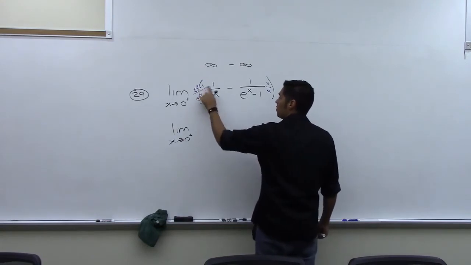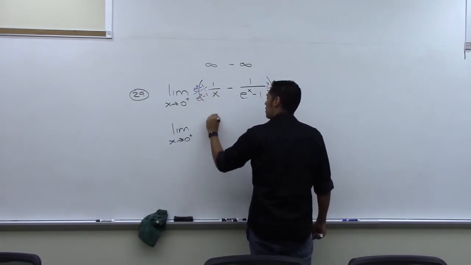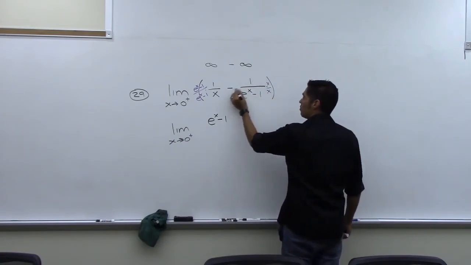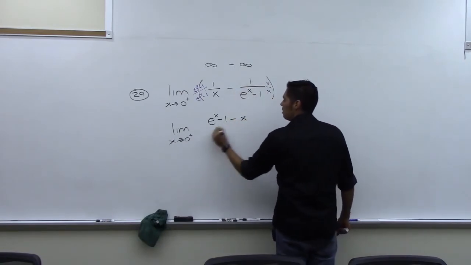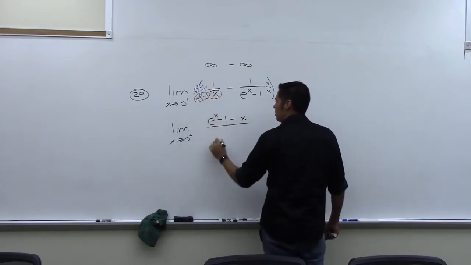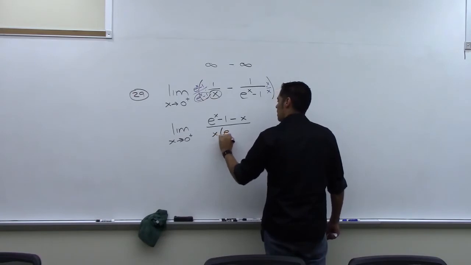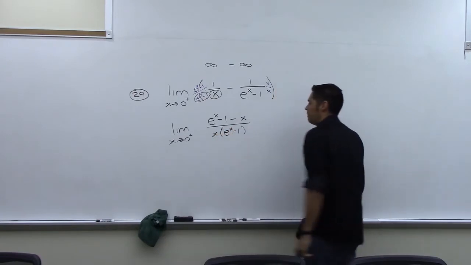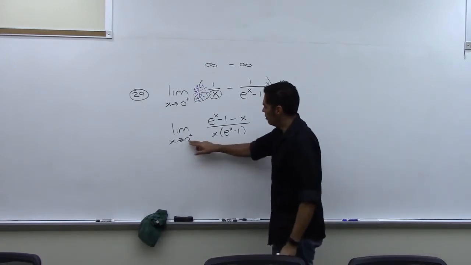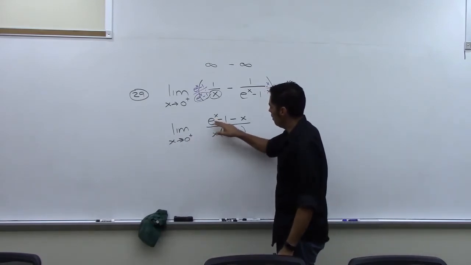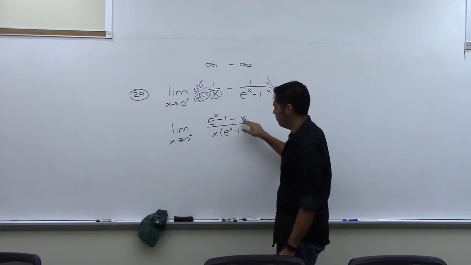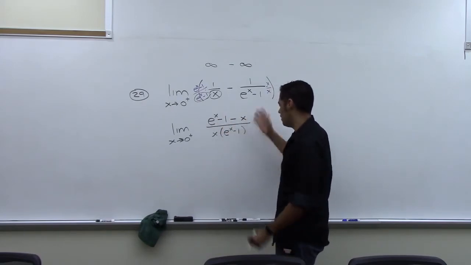If I do e to the x minus 1 times 1, I get e to the x minus 1. And then if I do x times 1, I get x, and I'm subtracting that, so minus x, all over my common denominator, which is now this times this. So I write x times e to the x minus 1, like that. Now if I just check to see what's happening here, as x goes to 0, this is approaching 1. 1 minus 1 is 0. Minus, this is approaching 0, so 0. So I have 0 minus 0, that's 0 on top.